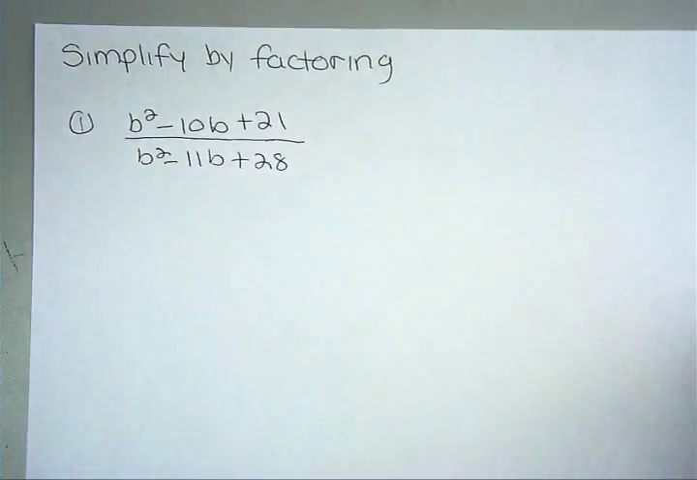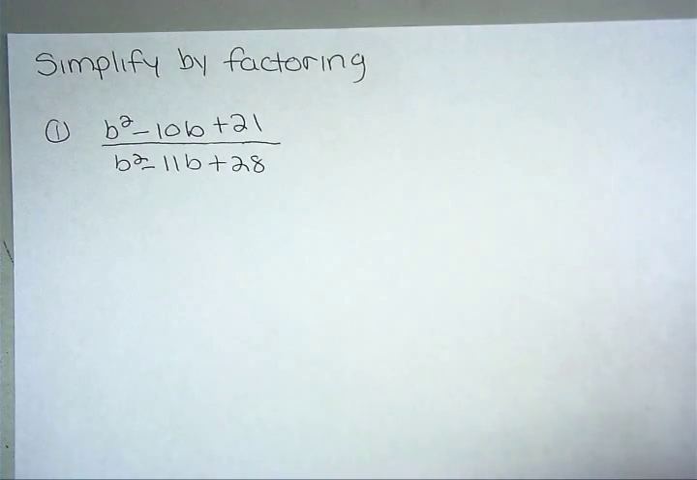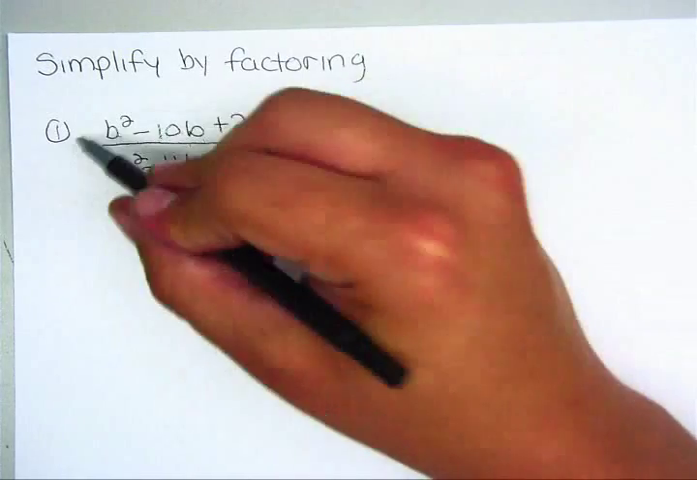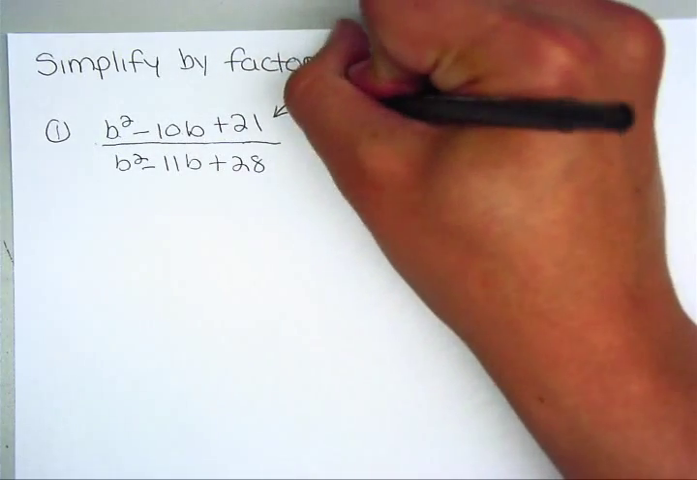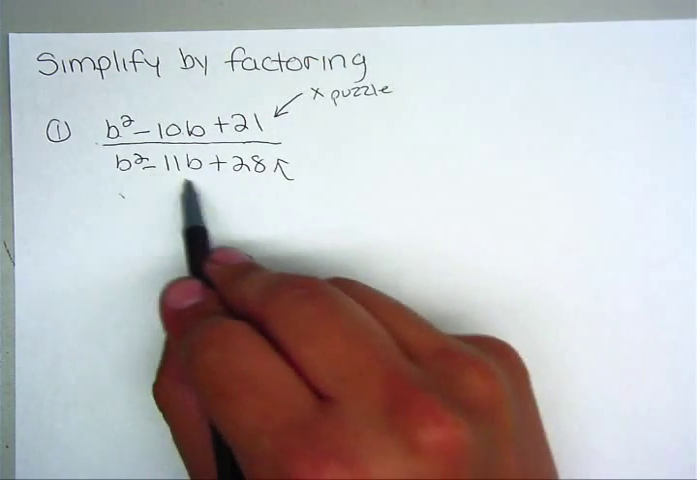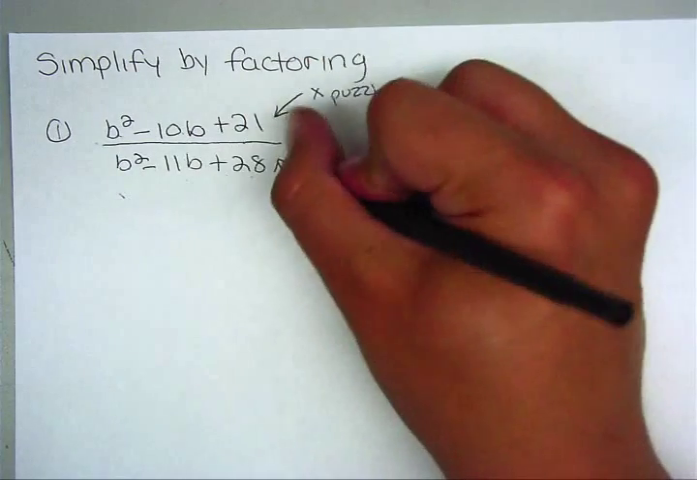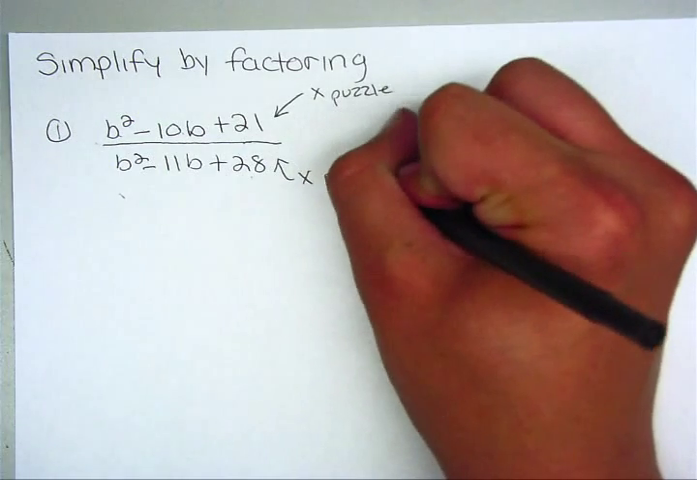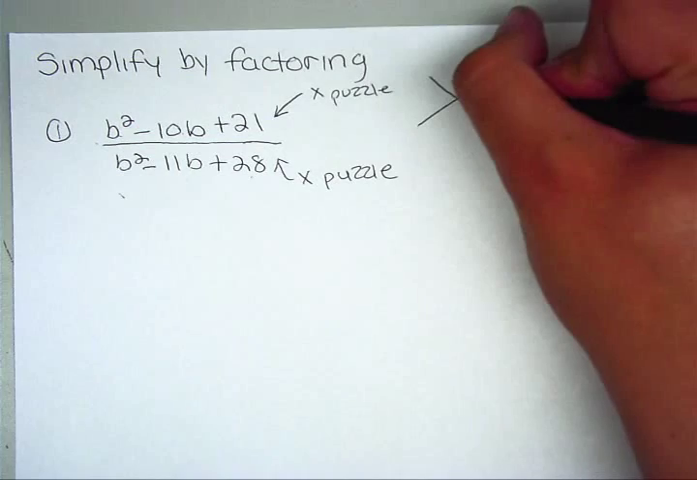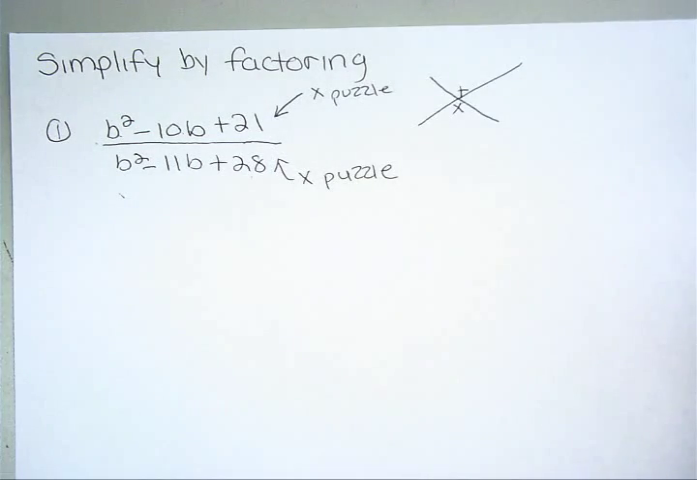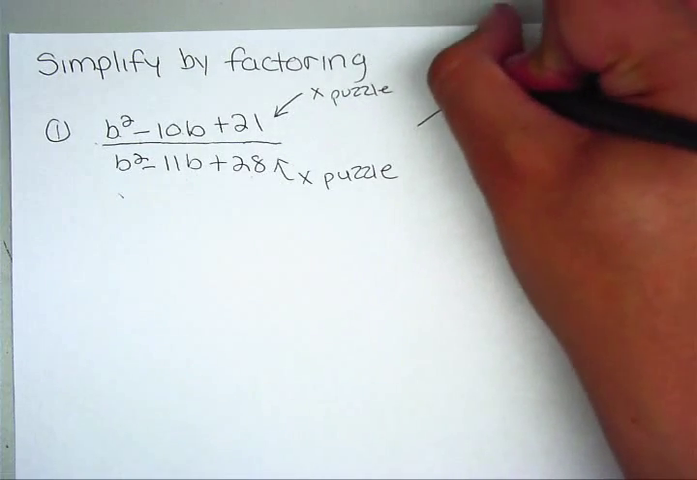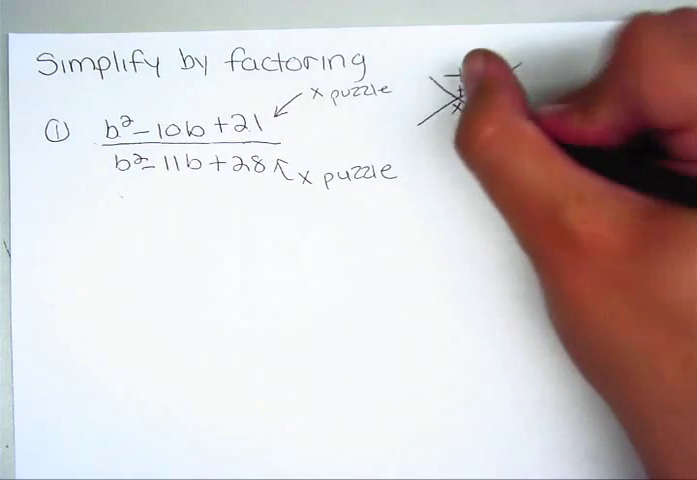When we simplify by factoring, we have to decide which method of factoring we're going to do. If we count 1, 2, 3 terms without a leading coefficient, this is going to be an X puzzle on top. And on bottom, 1, 2, 3 terms, not a leading coefficient, this is also an X puzzle. So let's do the X puzzle for the top. On top, we're going to put our B term, which is negative 10. And on bottom, we're going to put our C term, which is positive 21.